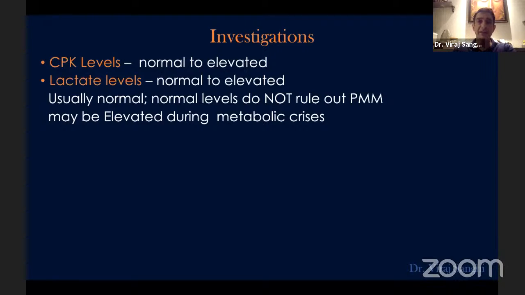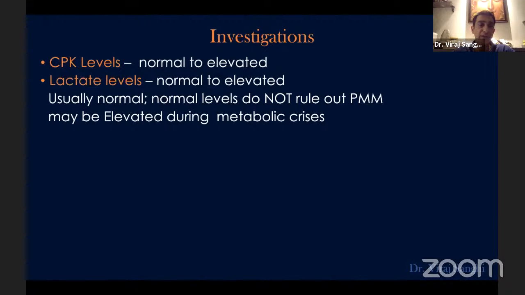So how do we investigate patients with a mitochondrial myopathy? Like you do for any of the other mitochondrial diseases, we look at the CPK levels. They may be normal, they may be elevated. Normal levels will not rule out a mitochondrial disorder. Similarly, lactate levels may be normal, they may be elevated. Normal levels do not rule out mitochondrial disease. So keep in mind that both CPK and lactate may be normal in these patients. In fact, often they are normal outside of a crisis episode.